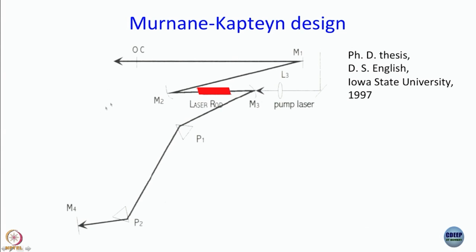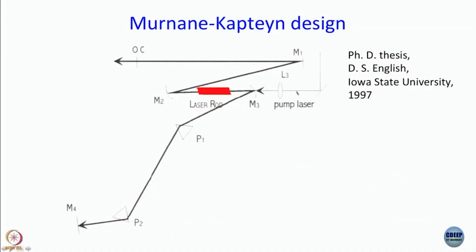This is a very simple design, but it takes a bigger space. So, this Kapteyn Murnane laser takes up say 2 feet by 2 feet of space on the laser table, leaving out the pump laser. So, a squarish kind of design. So, this is how it works.